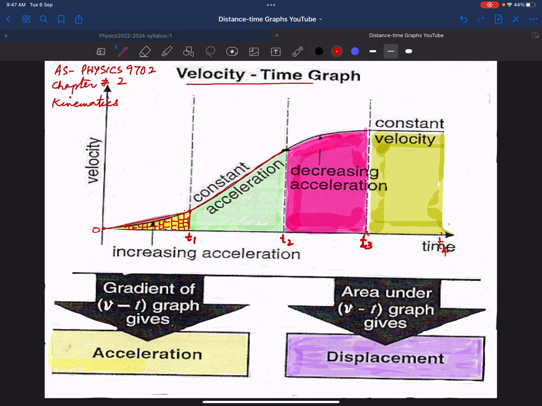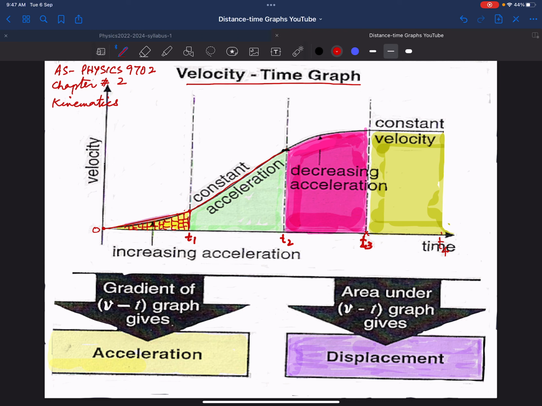We have already discussed the distance time graph in our previous lecture. So if you are following my YouTube channel, you can go back and go through that lecture on the displacement time graph. Today we have the topic velocity time graph. Here, when we discuss it, two things will come forward.